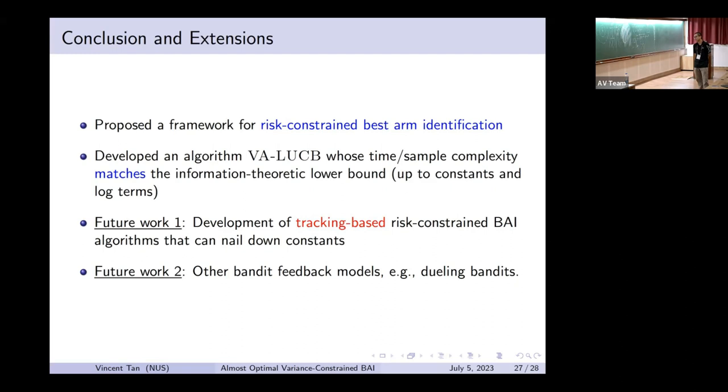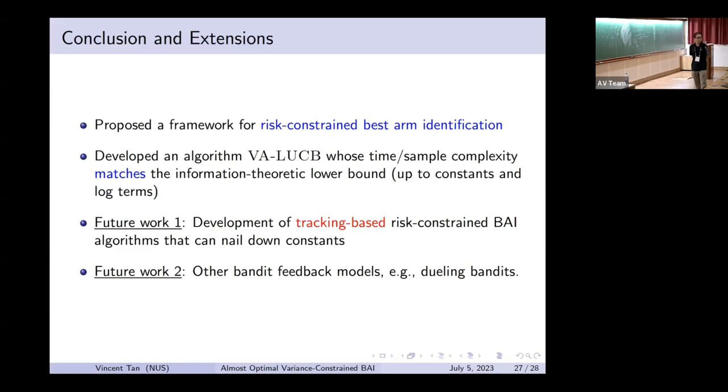And this is something that we hope to do, but we do not know how to do at this point in time, all right? So we want to try to improve the constants because those are things that people really care about here, and it's possible to do in the unconstrained case. So that is future work one, which is the main future work. Other feedback models may also be interesting for us to look at.